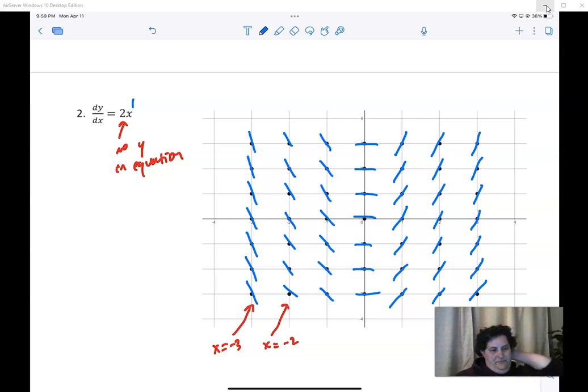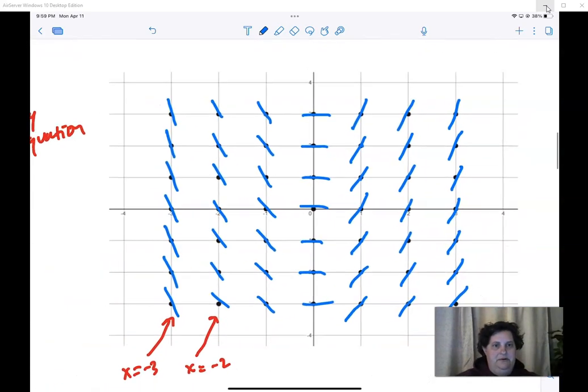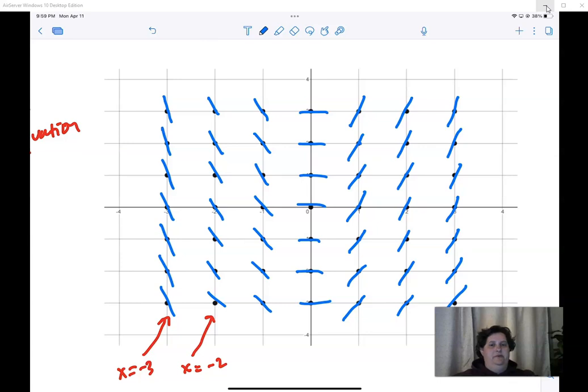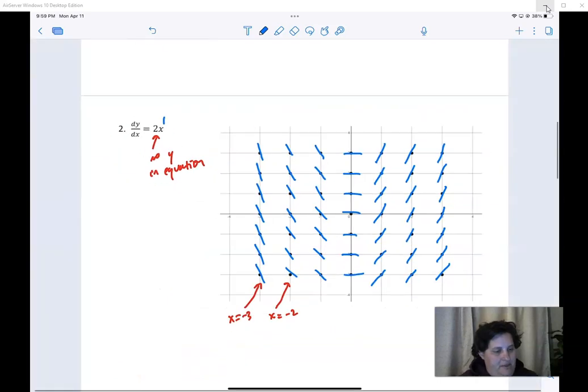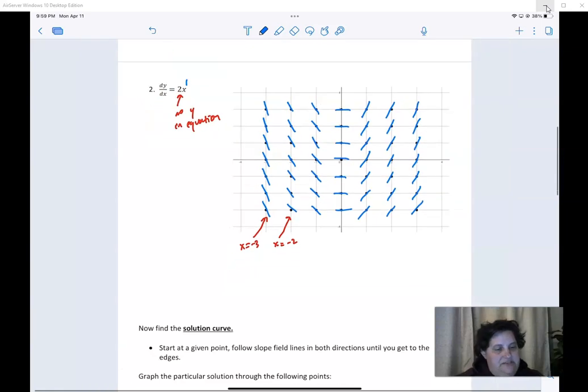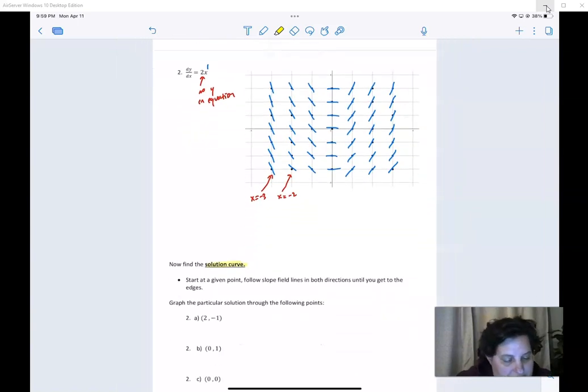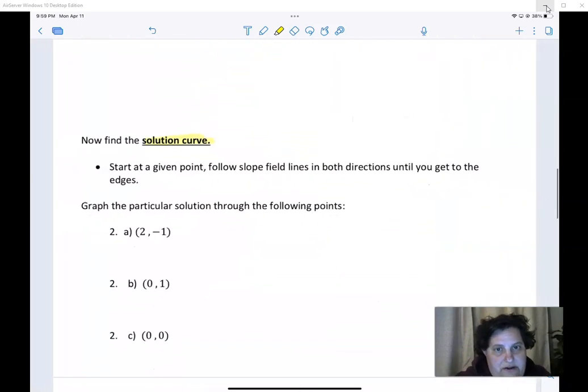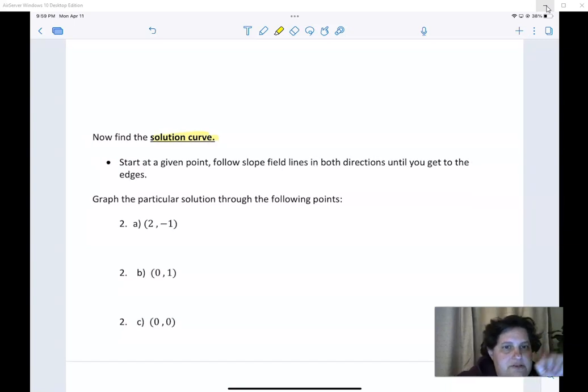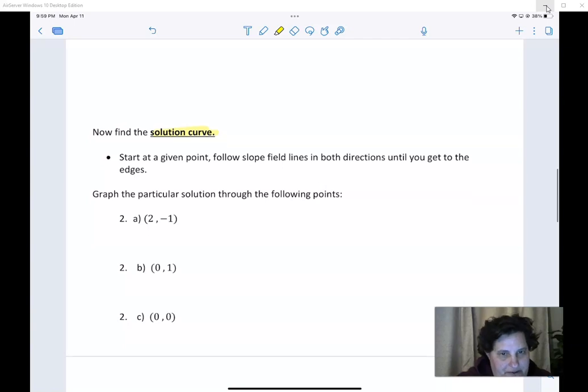But guys, think about that. It looks pretty cool, right? There's my slope field. So what does this actually mean? Let's find a solution curve, sometimes called a particular solution. Here's how you do this. You start at the point that you're given, and you follow the slope field lines in both directions until you get to the edge of that part.